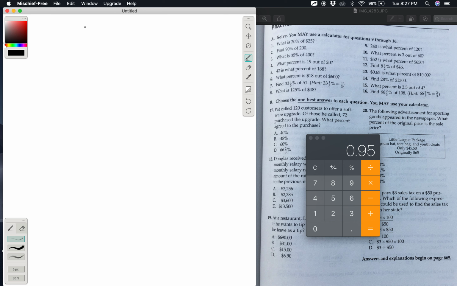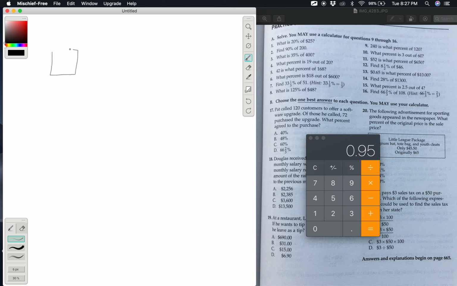If you don't, we're going to do quite a few of these. As you can see, there's 16 of them. So if you didn't just get that by the end of this, hopefully you will. So again, we have number 5 here, which is 42 is what percent of 68. So again, that's a part and a base.